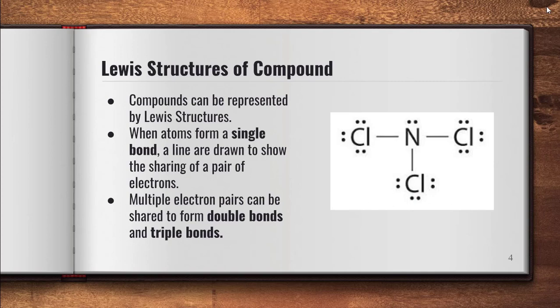Now keep in mind that multiple electron pairs can be shared to form double and triple bonds. So in some cases, you're going to need to check to see if you have the correct number of electrons in the structure and so on. If not, you're going to need to add double and sometimes even triple bonds in order to make the Lewis structure work. You'll see what I mean when we go through and do some practice problems.